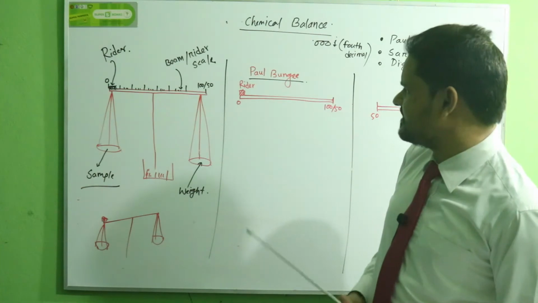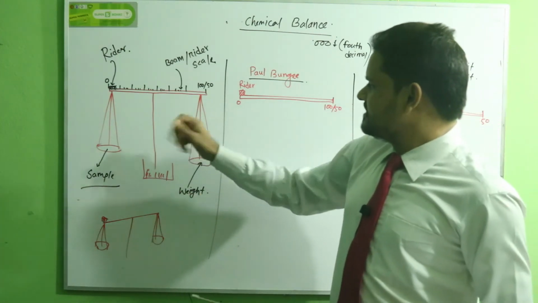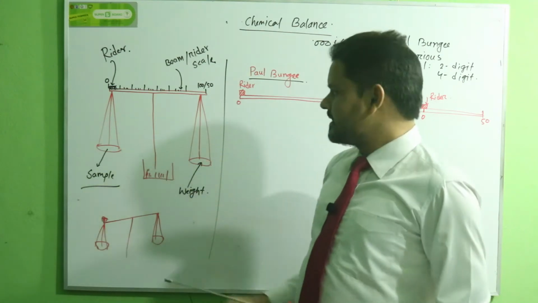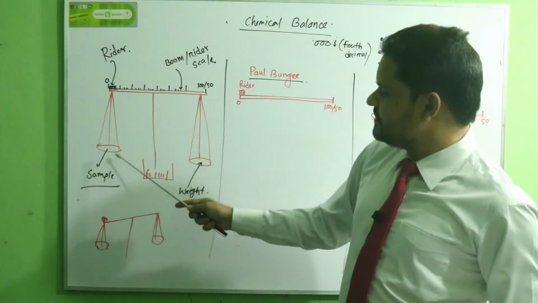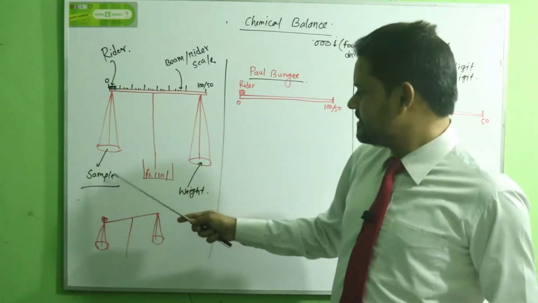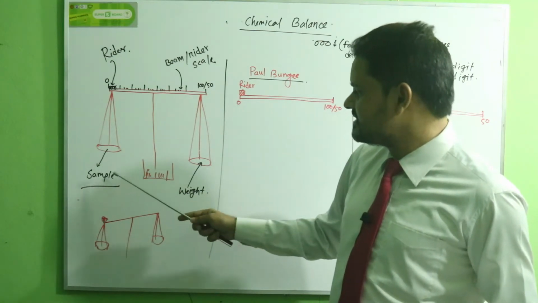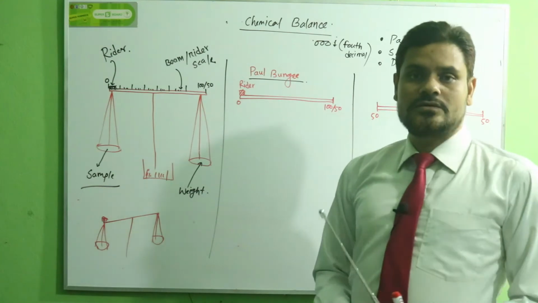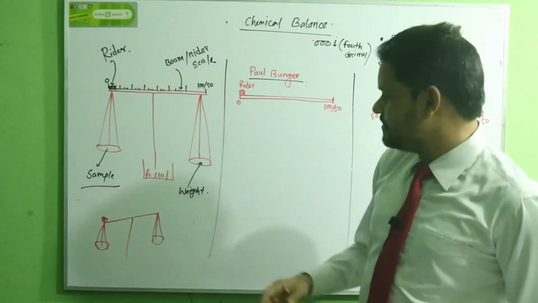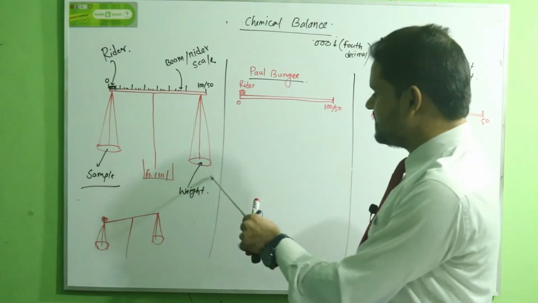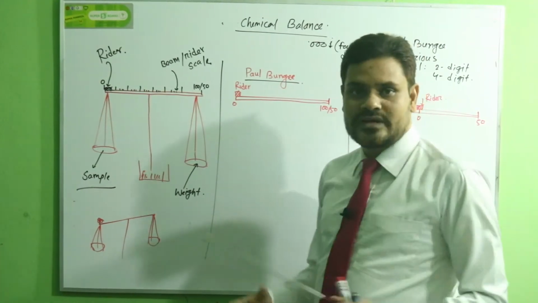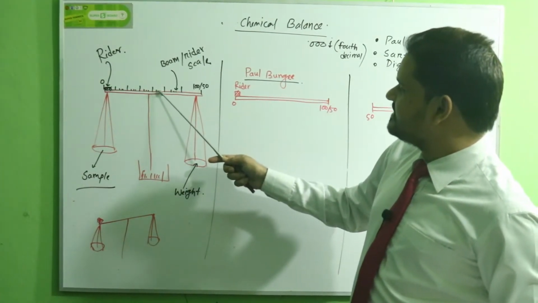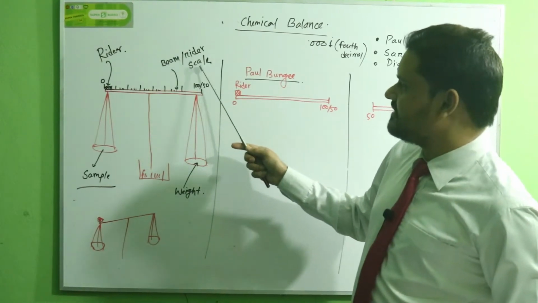Look at this here, dear learners. This balance has two pans, one left pan and another right pan. In the left pan we keep the sample, I mean the amount of substance we want to measure, and in the right pan we place the weights. And here there is a scale. This scale is called the beam, I mean the rider scale.